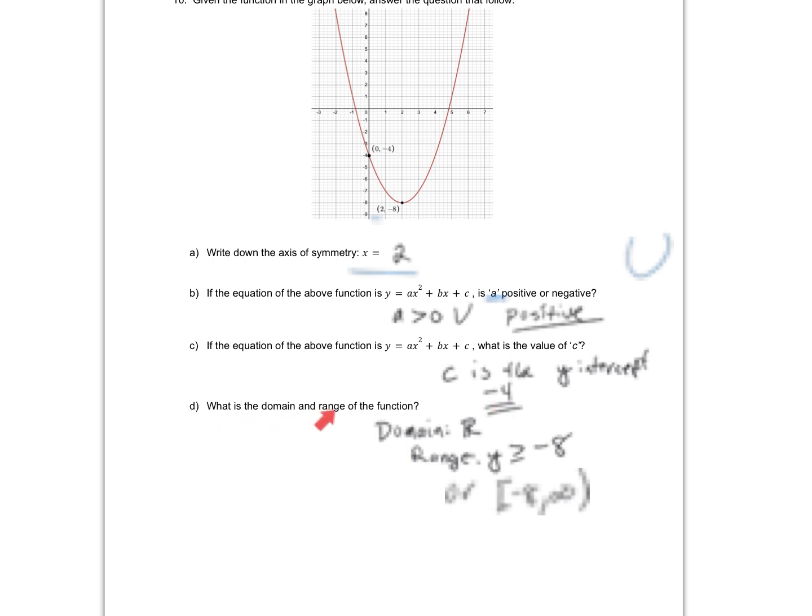What is the domain and range of the function? Our domain for these parabolas will always be all reals. The range, since it opens up, is going to be y is greater than or equal to the y value, which is negative 8. So I can write this in interval form, negative 8 inclusive to infinity. You can't write y is greater than negative 8. That's not a complete solution. That's a meeting solution, not an exemplary solution. You have to write greater than or equal to, or you have to have it included.